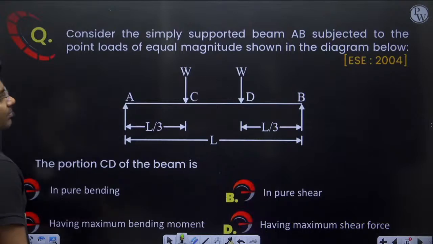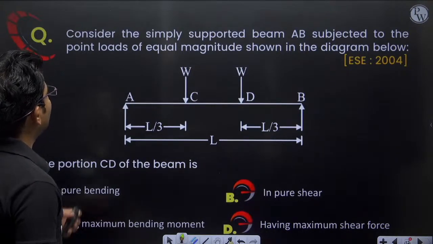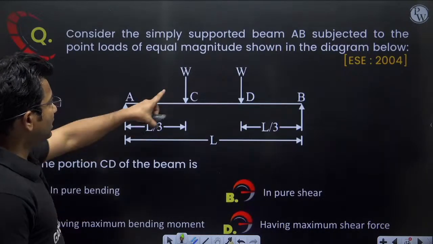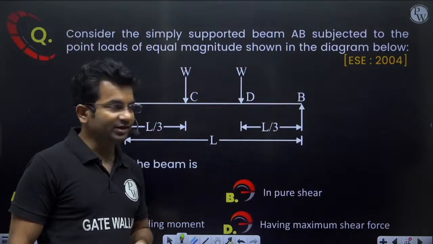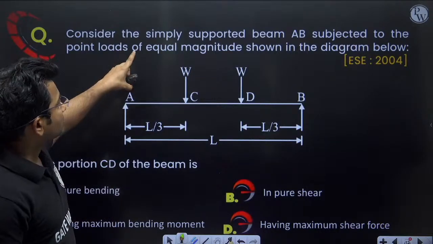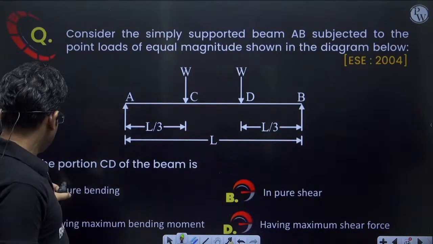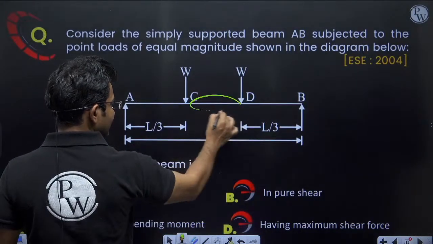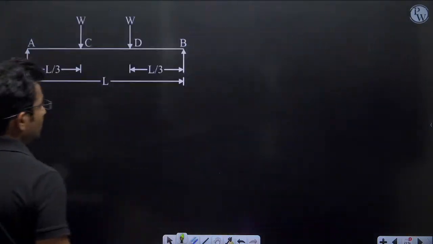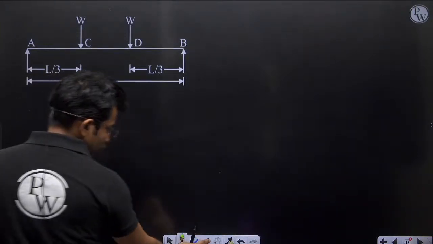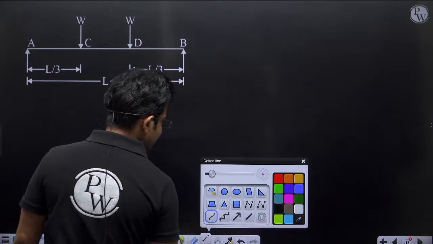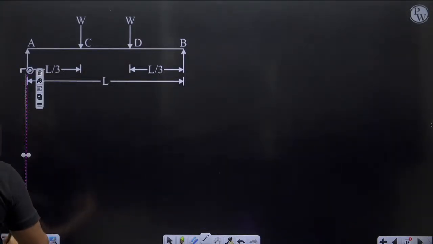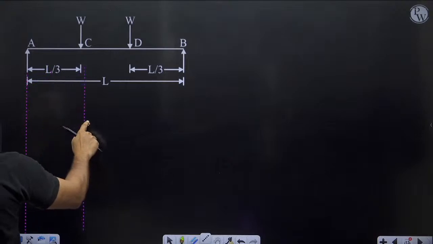Consider the simply supported beam AB subjected to the point loads of equal magnitude shown in the diagram below. So these are the 2 point loads of equal magnitude. Okay, this is the simply supported beam. The portion CD of the beam, so we have to discuss about portion CD of the beam. So if we want to know about portion CD of the beam, let us draw the shear force diagram and bending moment diagram first.